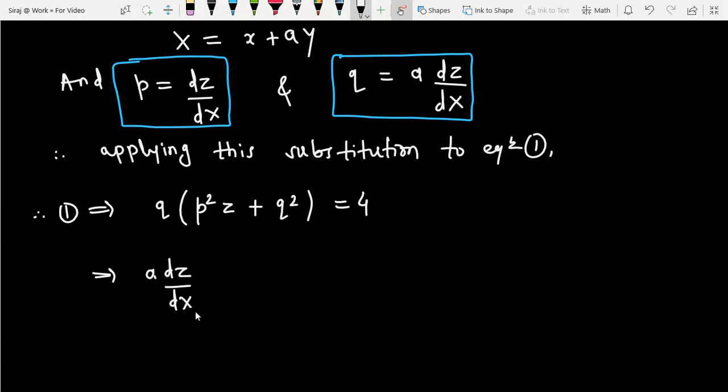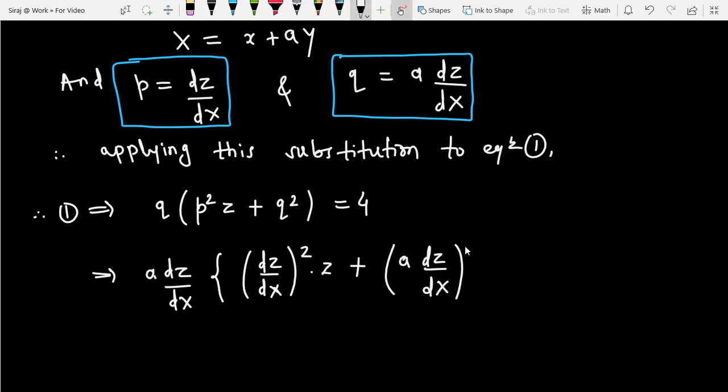dz by d capital X in bracket p square into z. So the value of p is dz by d capital X. So p square will become its bracket square into z as it is plus q square. So the value of q is a into dz by d capital X. So q square will be its bracket square, main bracket complete and equal to 4 as it is. Okay, we have substituted the values of p and q.